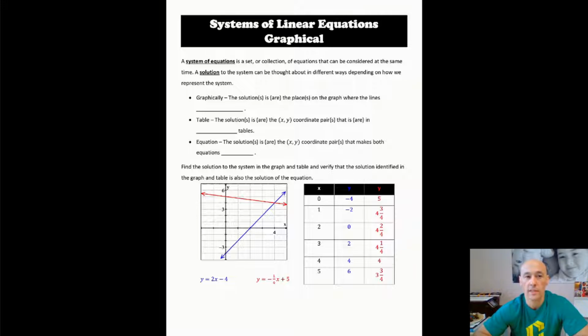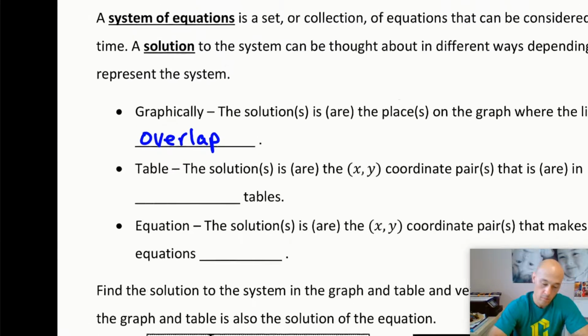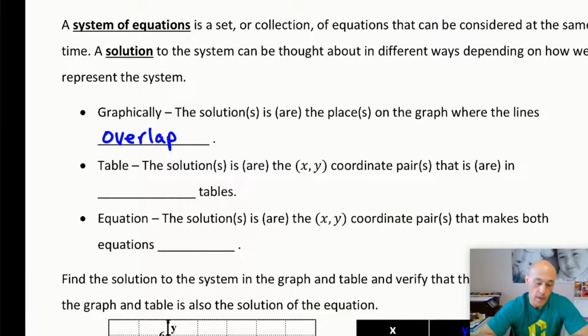Graphically, the solution is the place on the graph where the lines overlap. In a table, the solution is the xy coordinate pair that is in both tables. And in an equation, the solution is the xy coordinate pair that makes both equations true.